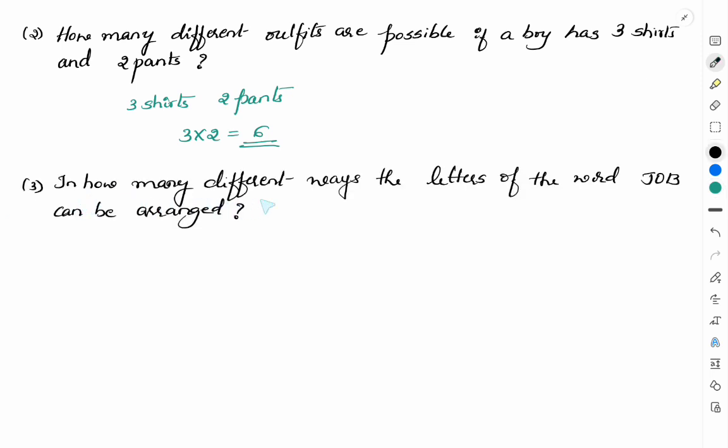Next question: in how many different ways can the letters of the word job be arranged? So we are given the word job. This word has 3 different letters. So 3 different letters can be arranged in 3P3, means it is 3 factorial. So 3 different letters of the word job can be arranged in 3 factorial ways. So this is 3 into 2 into 1, or directly if you remember, 3 factorial is 6. So the letters of the word job can be arranged in 6 different ways.